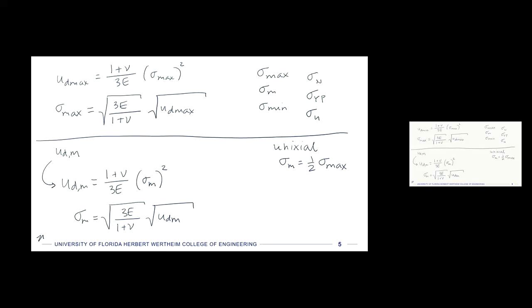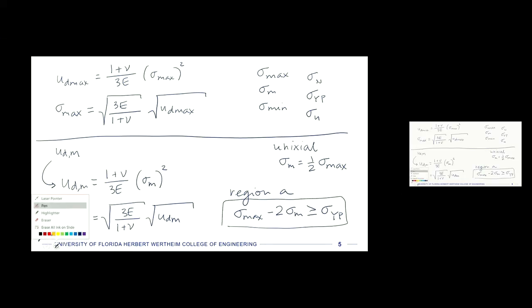So for region A of that modified Goodman diagram, we don't actually need the minimum. Region A, I'm just going to recall that here. It was sigma max minus 2 sigma m, or mean, greater than or equal to the yield point, and that was our failure criterion. So I'm not going to calculate the minimum, but you can see how the same thing would apply. So if this is our failure criterion, now we have expressions for sigma max. I'll outline that one up here in red.